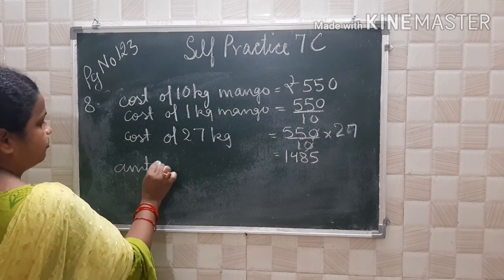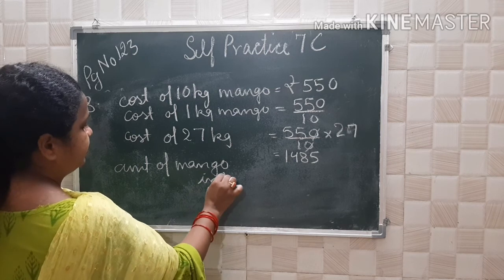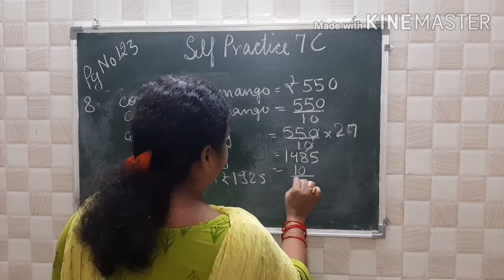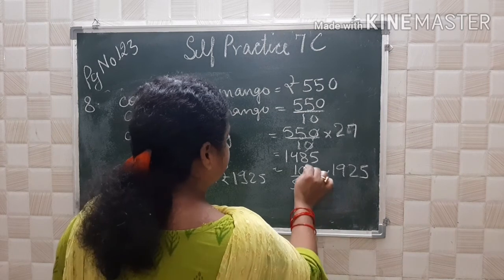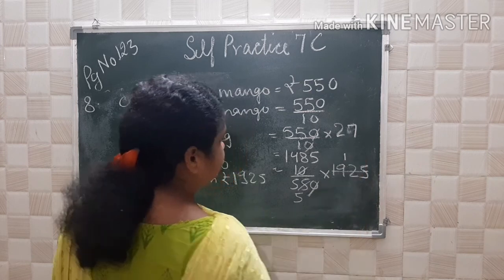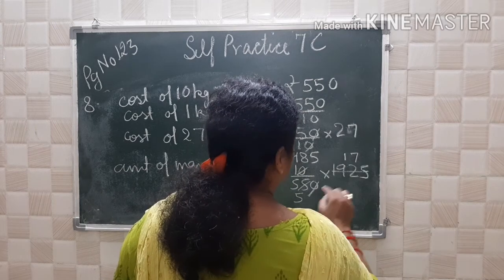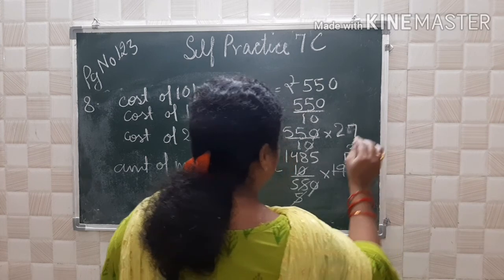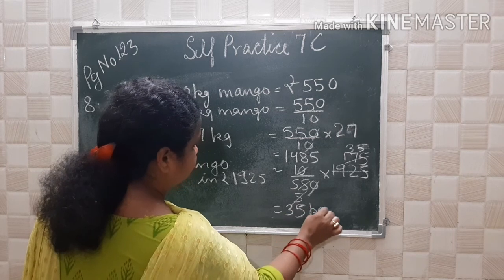Now, amount of mango in rupee 1925. That will be equal to 10 upon 550 into 1925. 0 0 cancel out. 11 5s are 55. 11 1s are 11. Then again 5 3s are 15. 5 2s are 10. 5 5s are 25. This will be 35 kg.